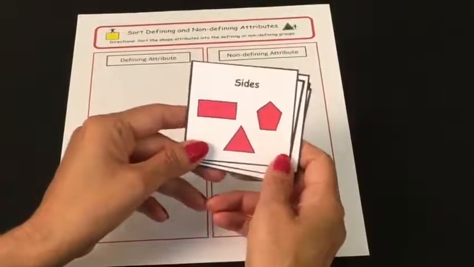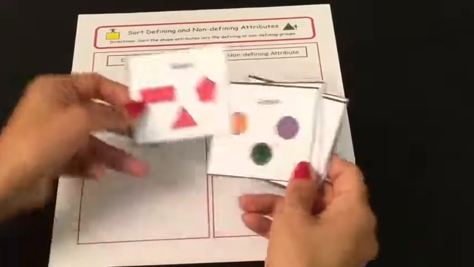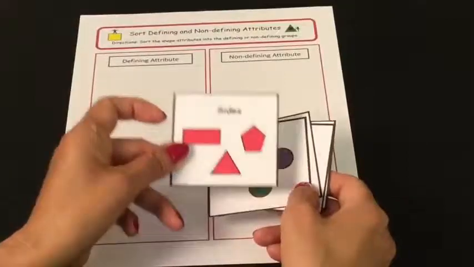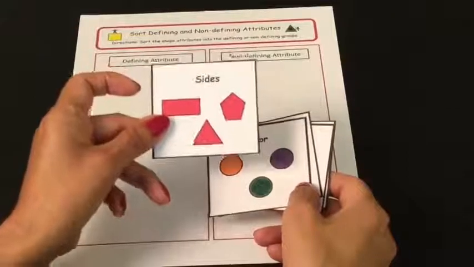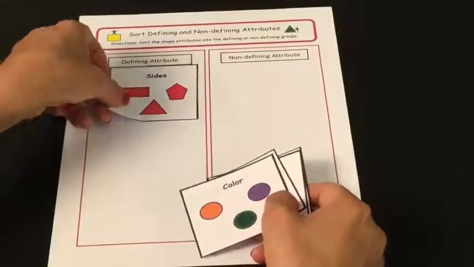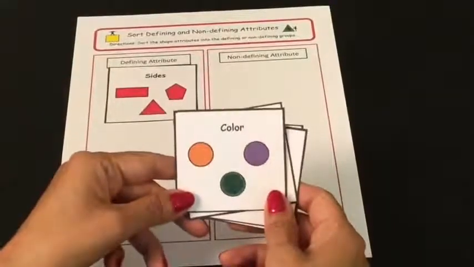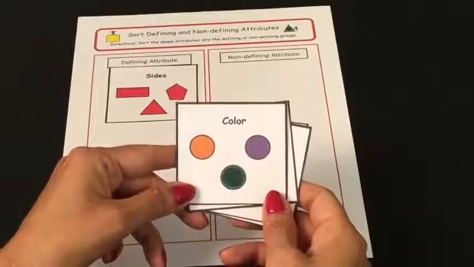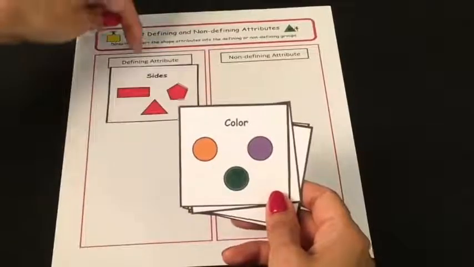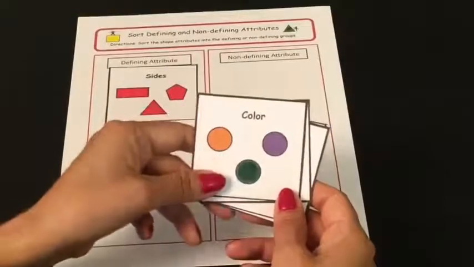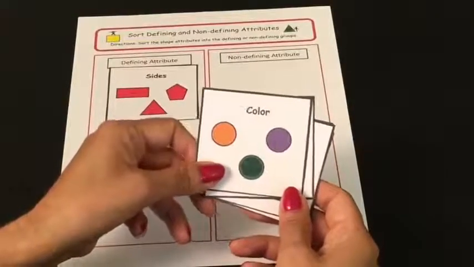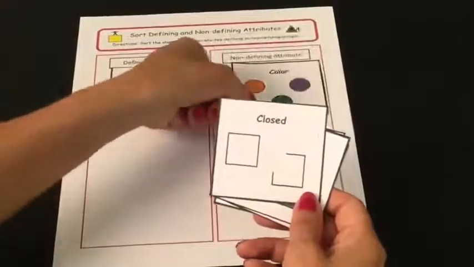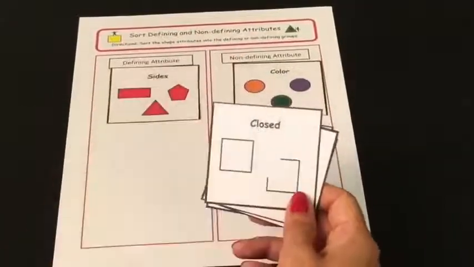So the number of sides. The number of sides, is that a defining or a non-defining attribute? Okay. The number of sides does matter, so it is a defining attribute. Okay, here's the next one. Color. Does the color of the shape matter? Is it a defining or a non-defining attribute? All right, I hope you got this. No, the color does not matter, so it is a non-defining attribute.